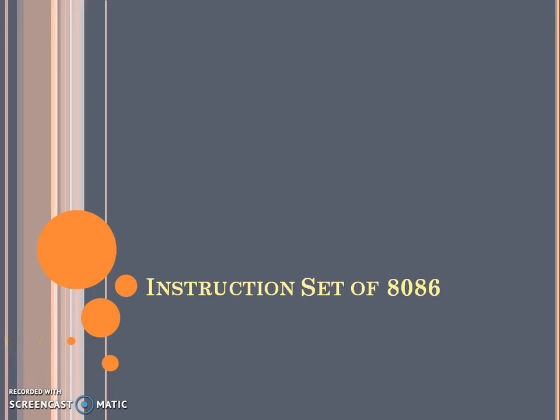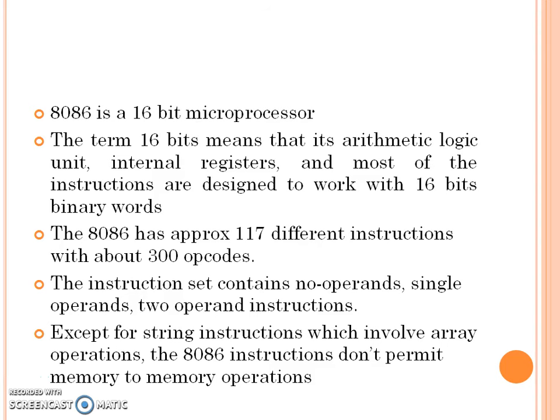Good morning friends. Today we are going to study the instruction set of the 8086 microprocessor. The 8086 microprocessor, as we all know, is a 16-bit microprocessor. The term 16-bit means that its arithmetic logic unit, internal registers, and most of the instructions are designed to work with 16-bit binary words. The 8086 has approximately 117 different instructions with about 300 opcodes.